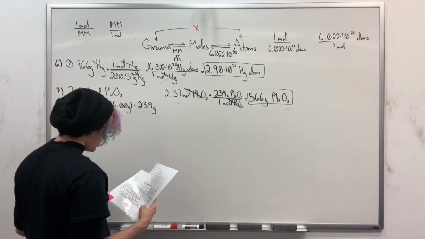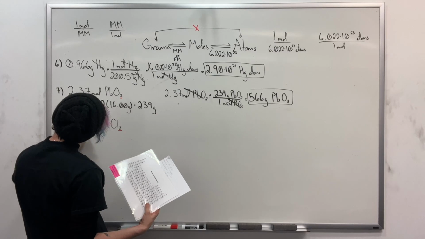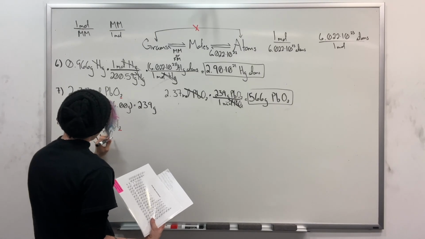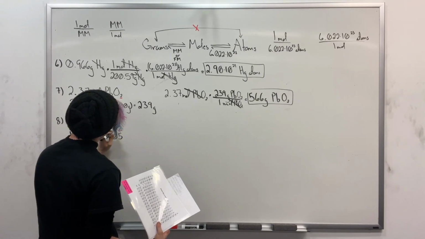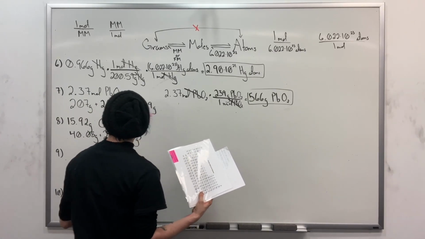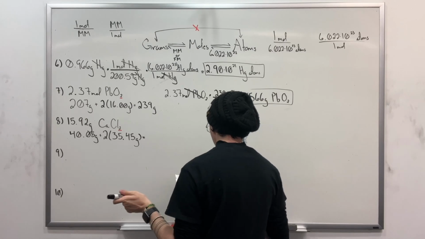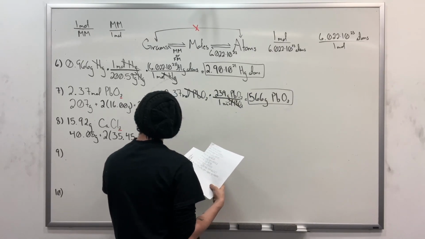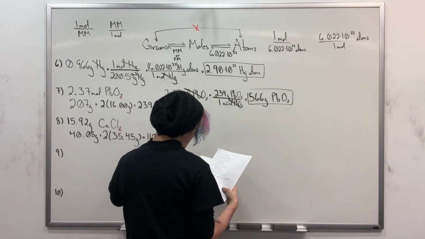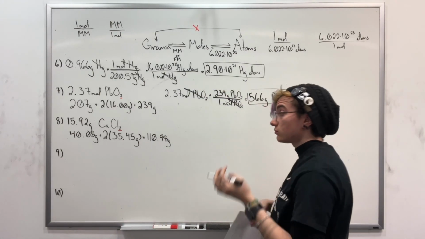Calcium has a mass of 40.08, and we only have 1 mole of it, so 40.08 grams. We have 2 moles of chlorine, and the mass of chlorine is 35.45 grams. And so the molar mass of our calcium chloride is 110.98 grams. So now we have the formula mass to be able to convert from grams to moles.